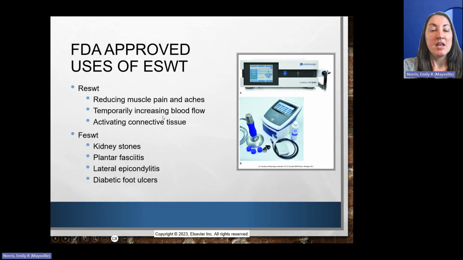And so for the radial type of shockwave therapy, it helps with reducing muscle pain and aches, increasing blood flow, activating connective tissue. With the focused shockwave therapy, it helps with kidney stones or plantar fasciitis, lateral epicondylitis, diabetic foot ulcers. So all of these conditions can be helped.